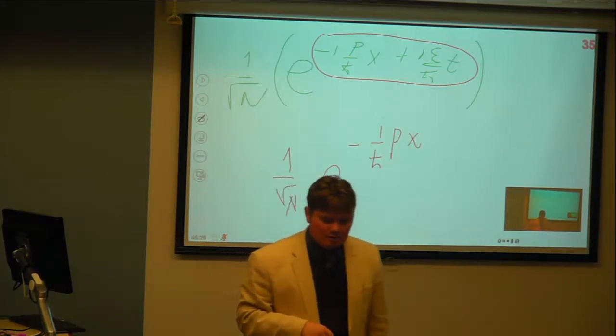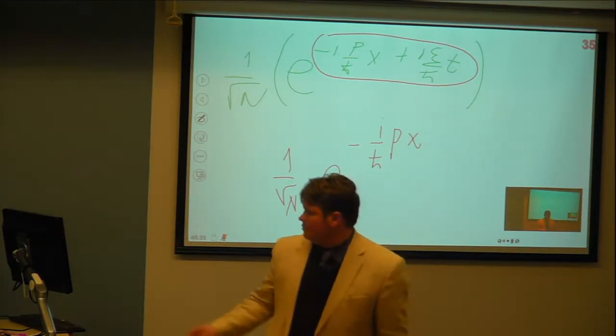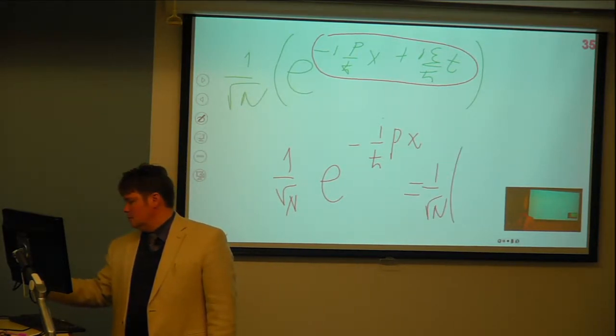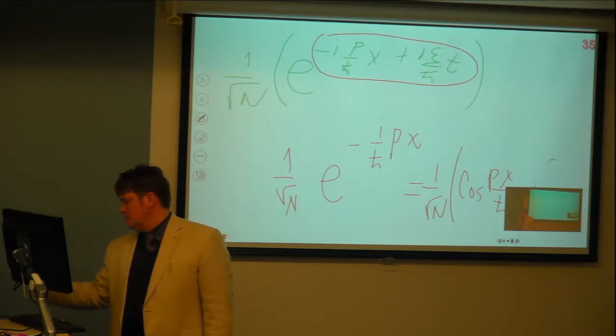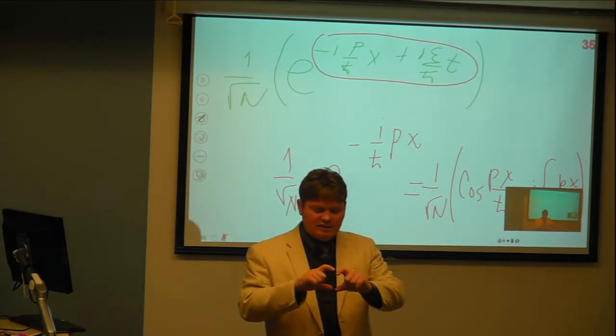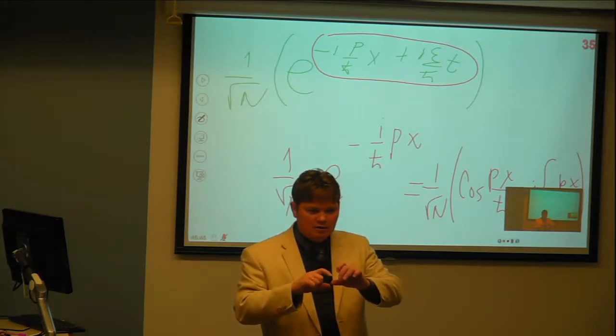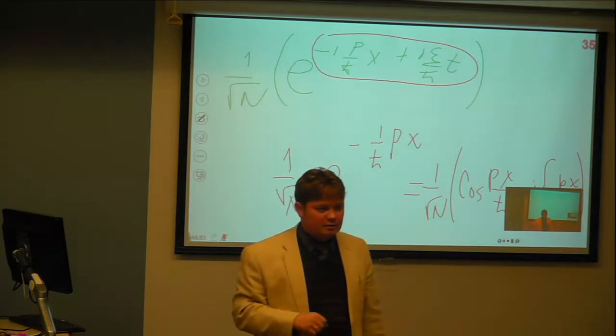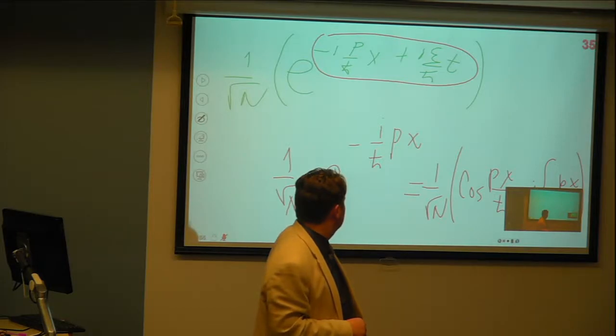So it is a set of fringes of the same amplitude distributed equivalently among all space from plus to minus infinity. It's a plus or a minus i sine px over h bar.